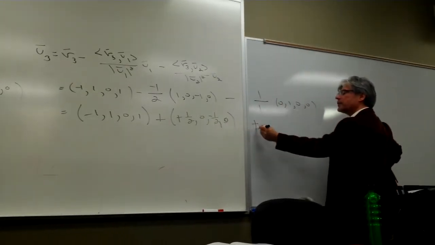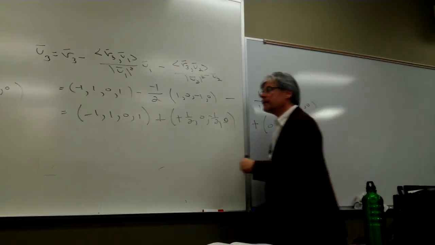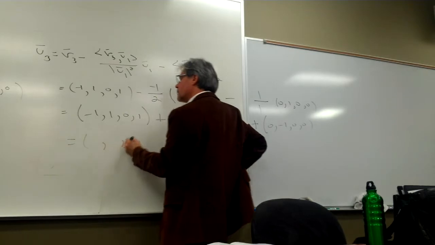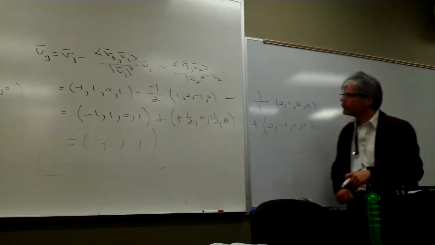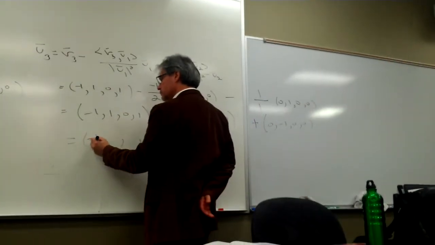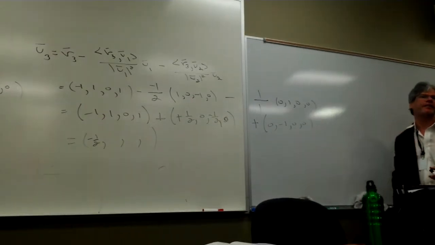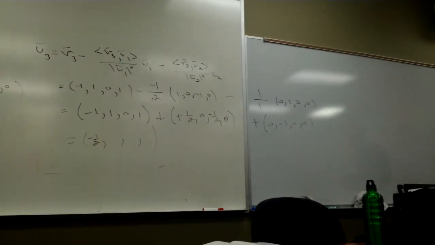Minus, or shall I say plus, my 0, negative 1, 0, 0, which I think in the end gives me this 4-element vector whose components are negative 1/2. Wait, why would you change it to plus? It was just convenient for my arithmetic. I'm really tired, so I changed the sign so I don't mess up my arithmetic.